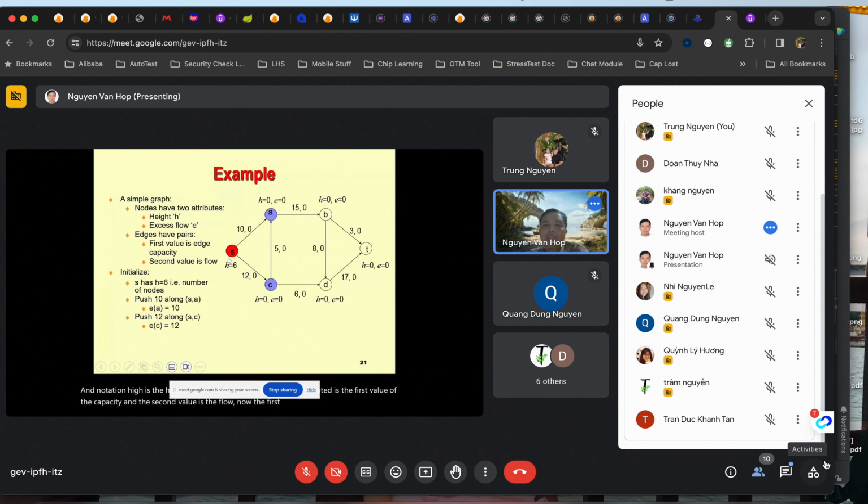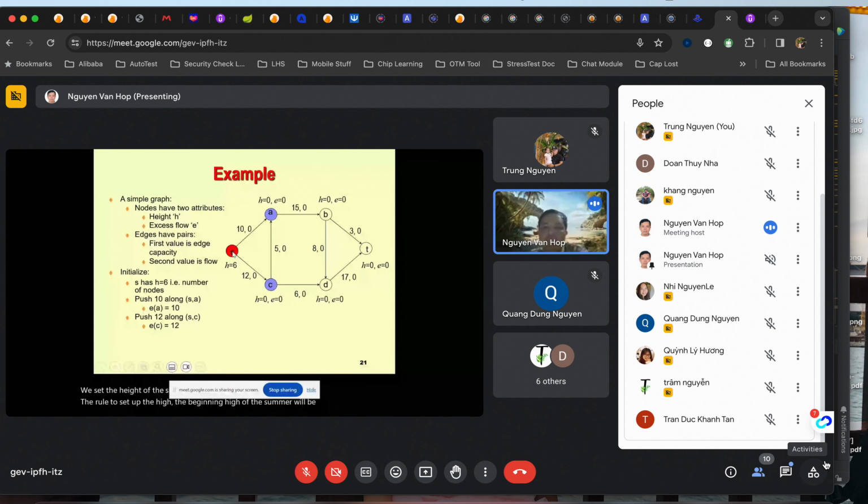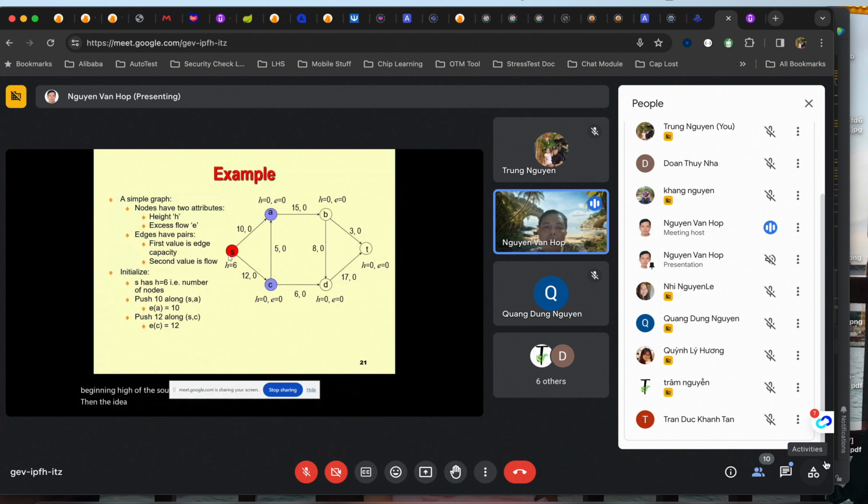Now, the first step, we set the height of the source node. The rule is that the beginning height of the source node will be 6, because it equals the number of nodes in the network. In the network we have 1, 2, 3, 4, 5, 6. Therefore we set the beginning height of the source node to 6. That's the first step. Then the idea is we push as much flow as possible, because the height of the neighbor nodes of the source node is 0.